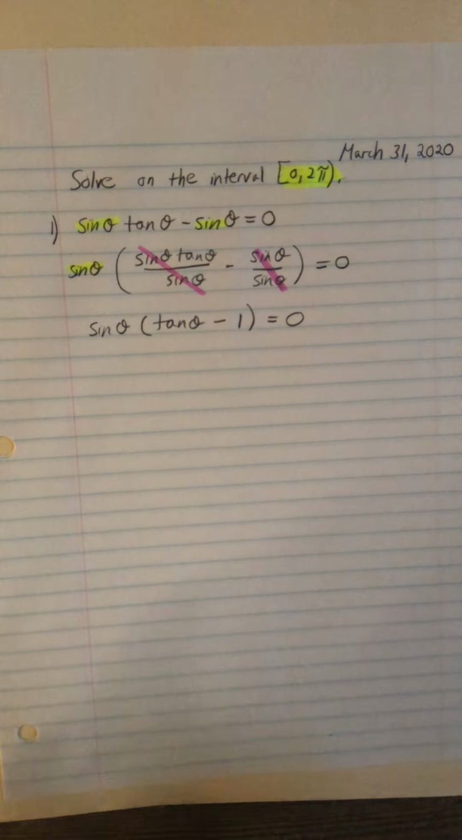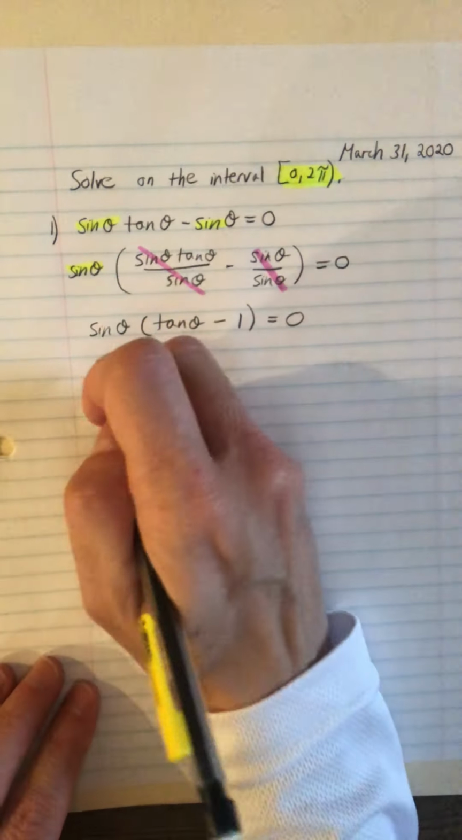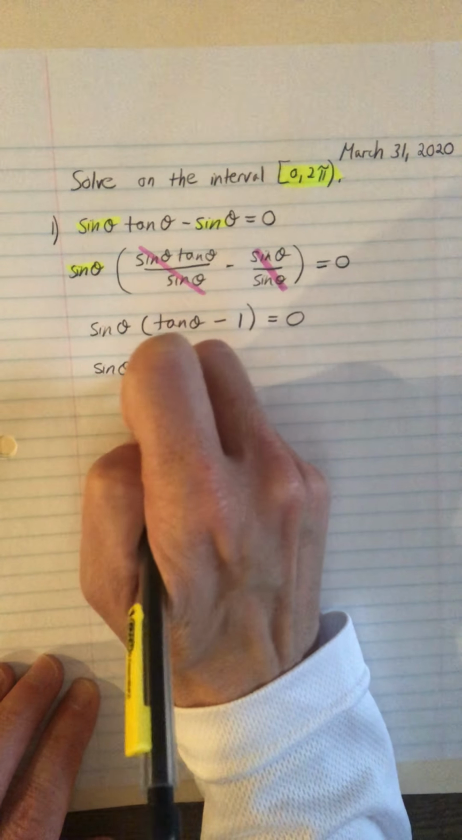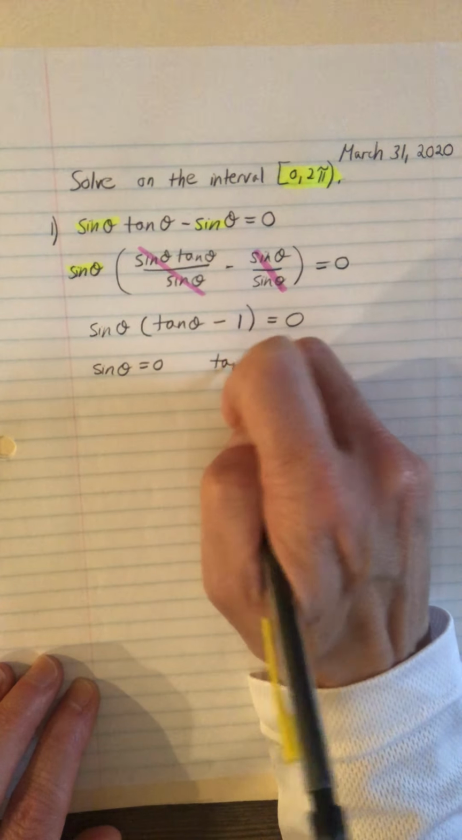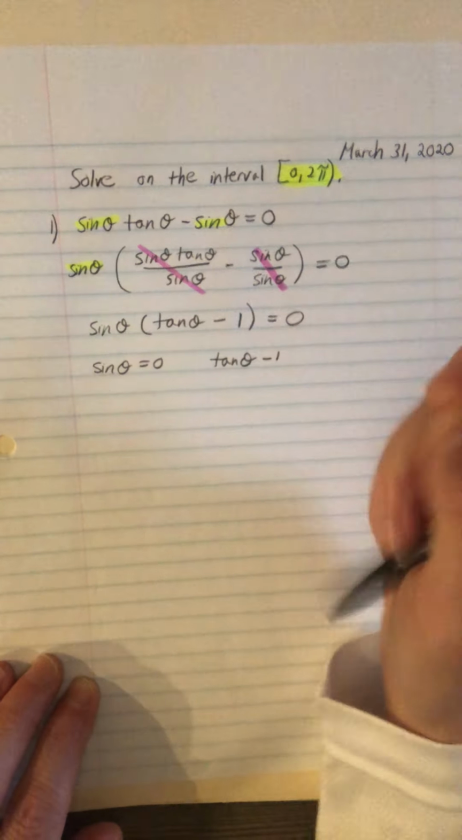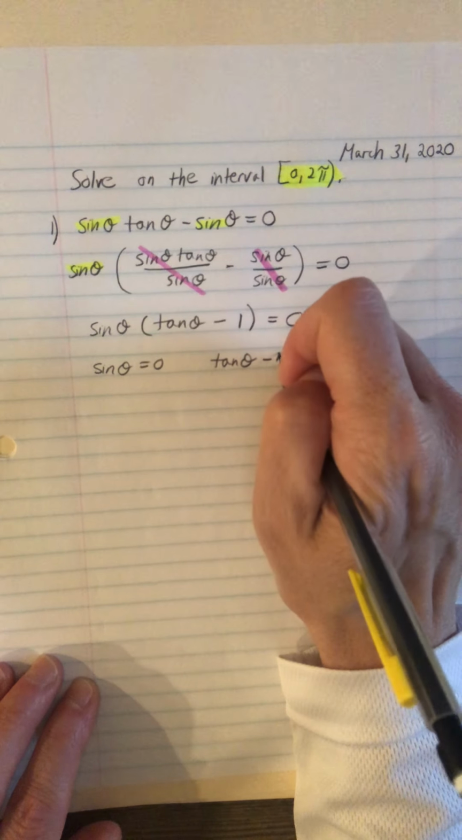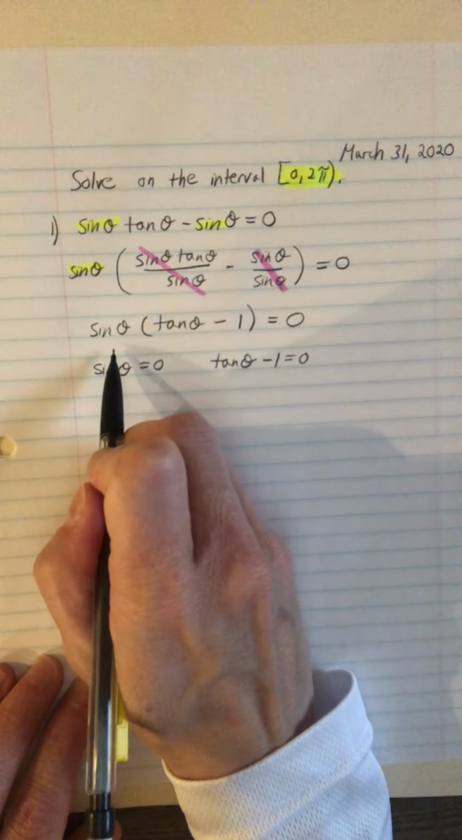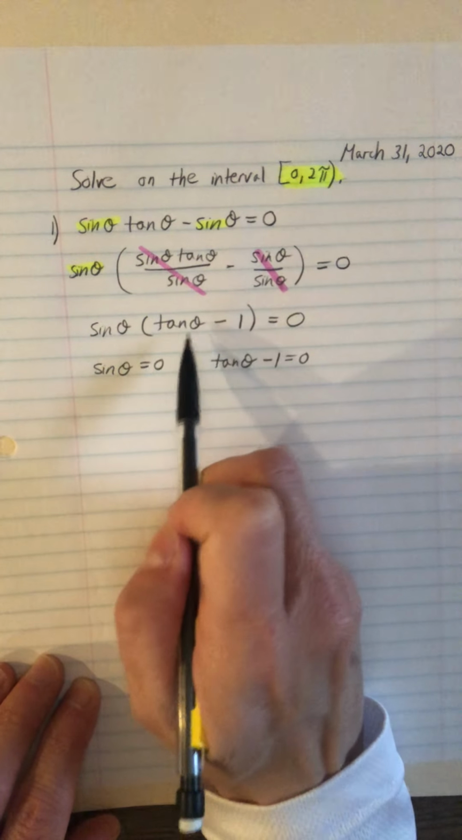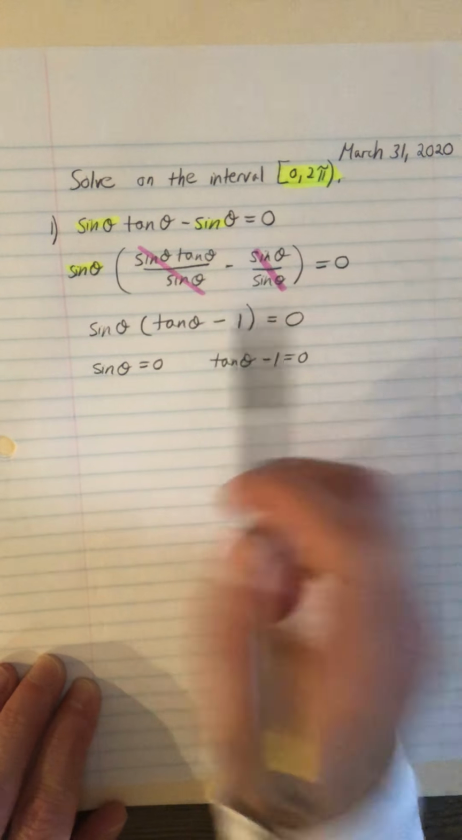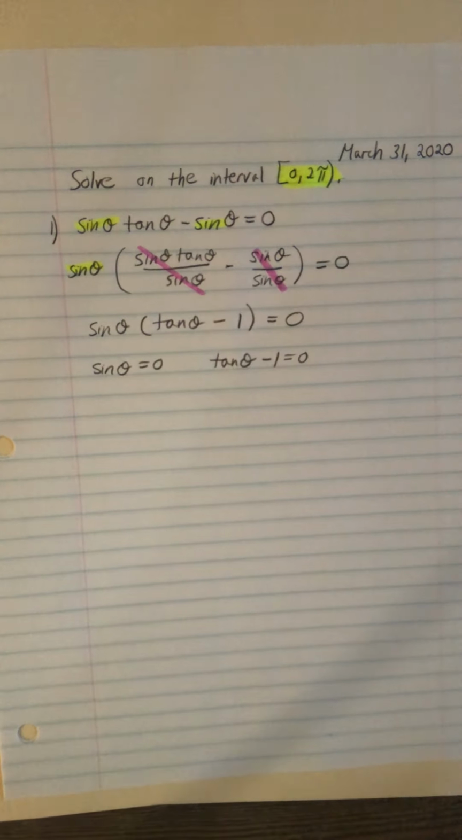Now when we multiply two things together and they're equivalent to 0, we're going to use our zero product property, which states that in order for the product to be 0, one of them has to be 0. So we set both of them equivalent to 0 and solve. We should have two solutions. If sine theta is equivalent to 0, the product would be 0. If tan theta minus 1 is equivalent to 0, the product would also be 0. So we're going to have two solutions here.